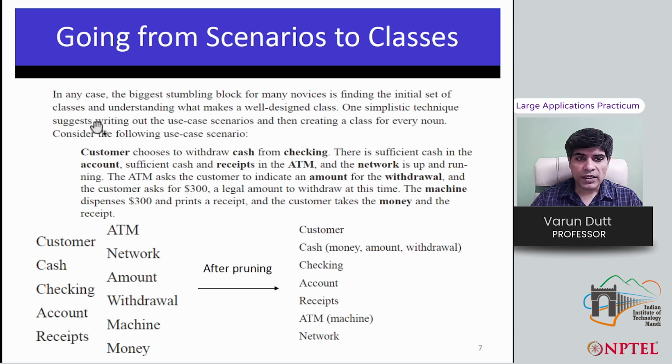One simple technique suggests writing out the use case scenarios and then creating a class for every noun. Consider the following use case scenario. So this was the scenario: customer chooses to withdraw cash from checking, and so on. We first identify and bold all the nouns in the scenario, and we can write these down. And then after a bunch of pruning, we can come up with non-overlapping categories like customer, cash, checking account, receipt, ATM, and network. And this would be the set of classes which will go into a class diagram.